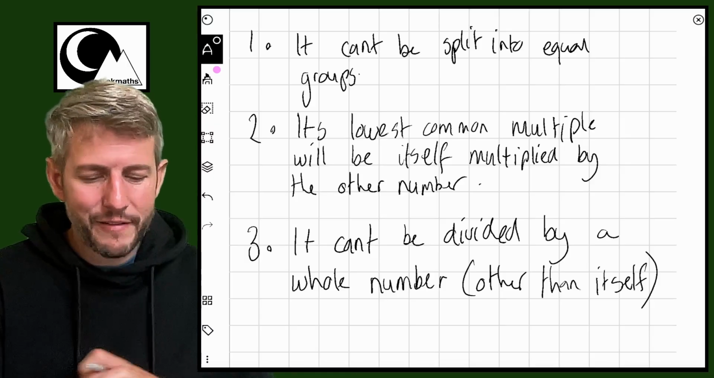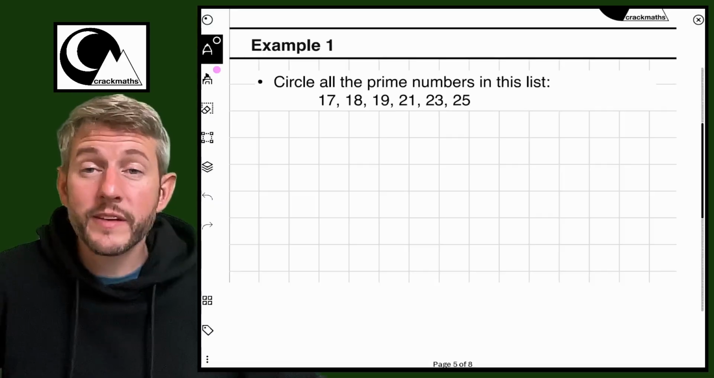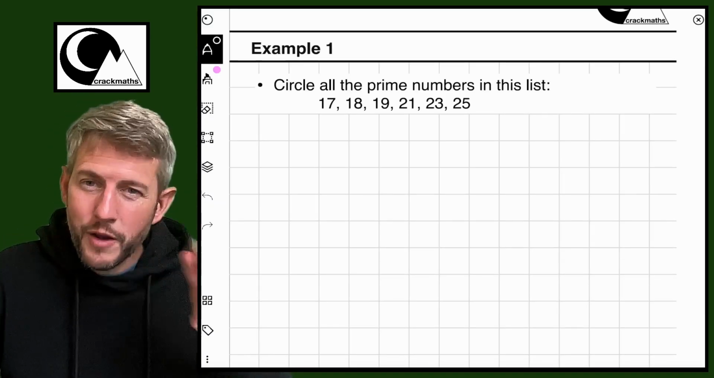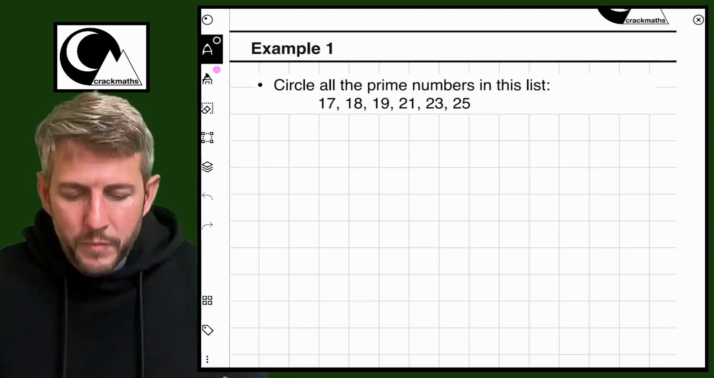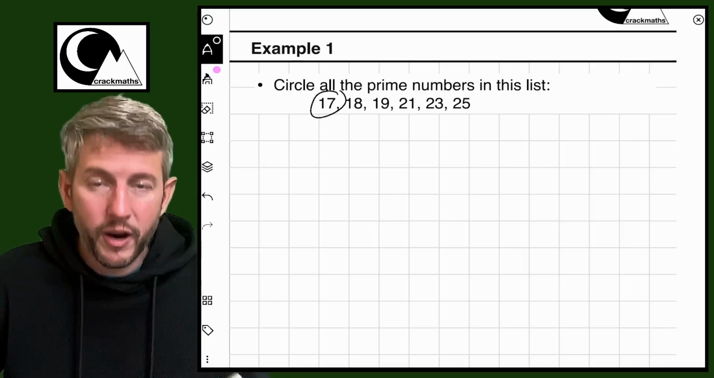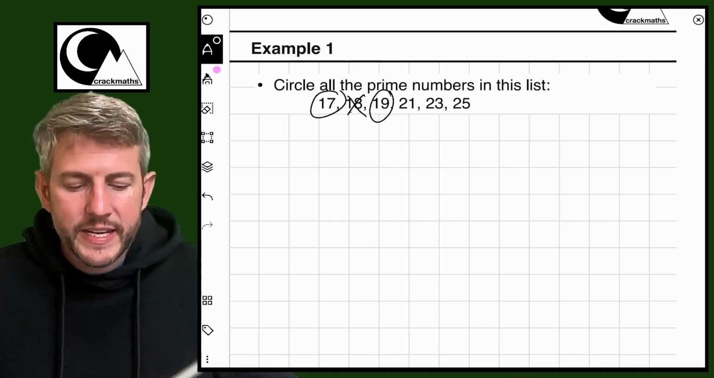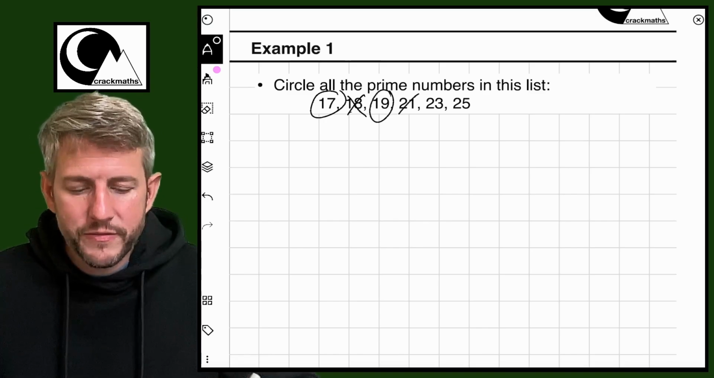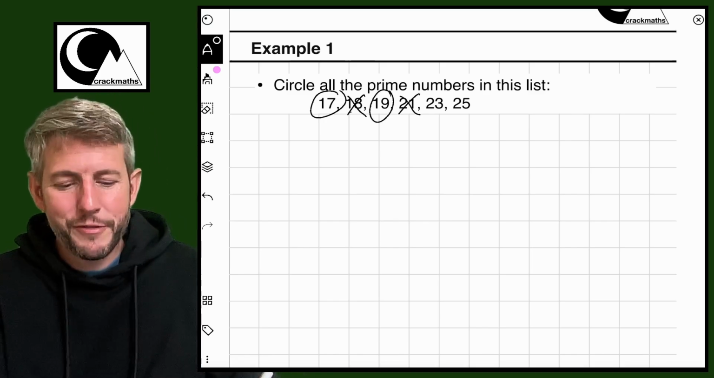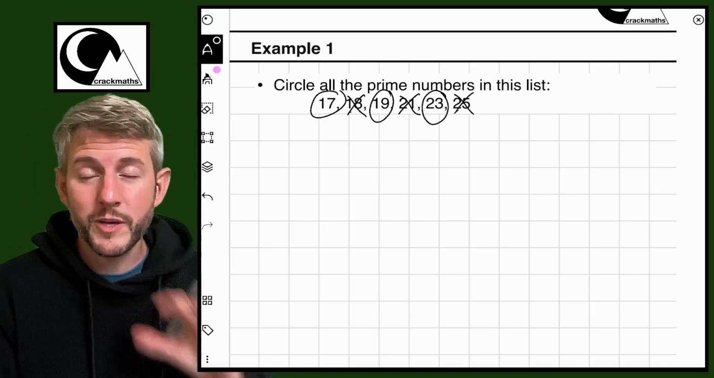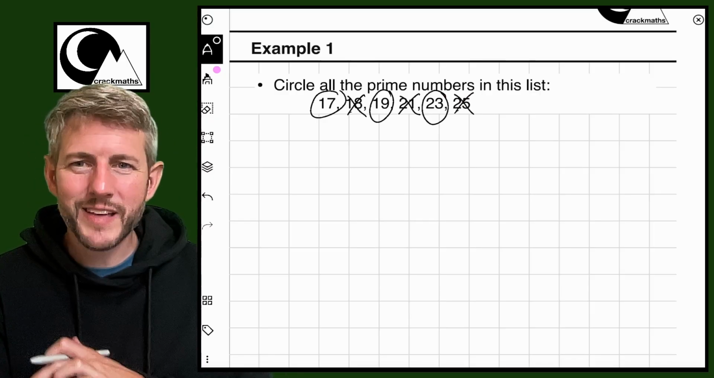Okay, let's have a look at some questions. Example 1 says, circle all the prime numbers in the list. Hopefully you might remember some of these, but 17 is definitely a prime. 18 can be divided by 3, so it's not a prime. 19 is a prime number. 21 can be divided by 3, so isn't prime. 23 is a prime number, and 25 can be divided by 5, so it is not a prime number.